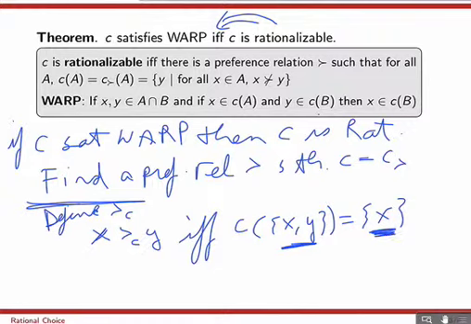So we have to show two things. One, we have to show that this derived relation here is a preference relation.